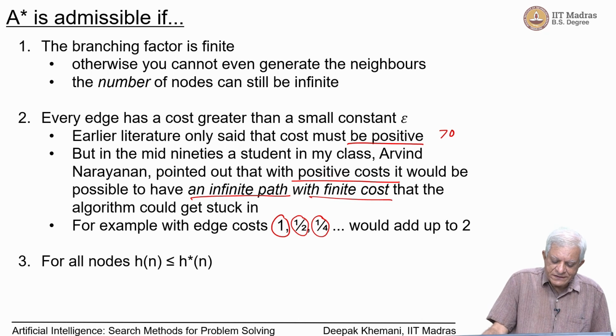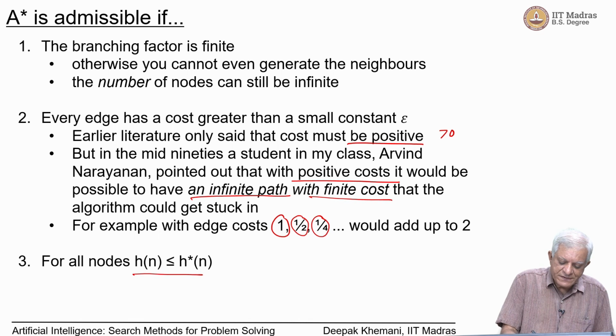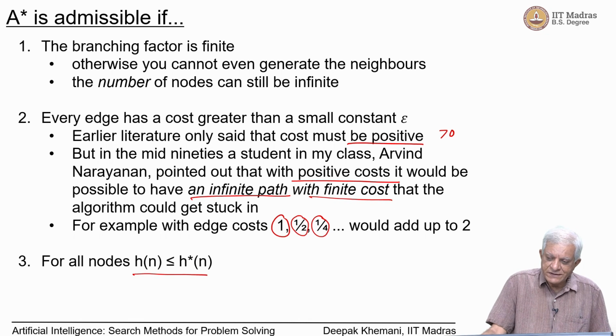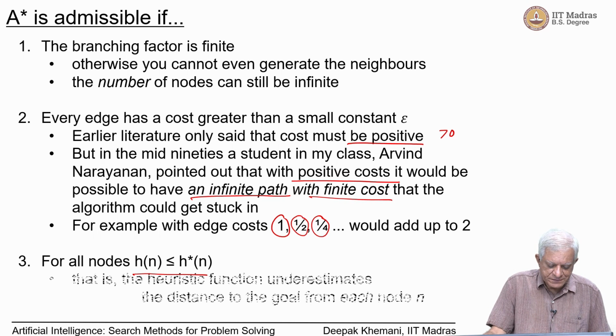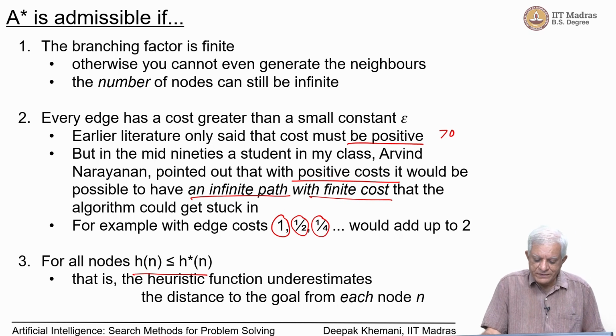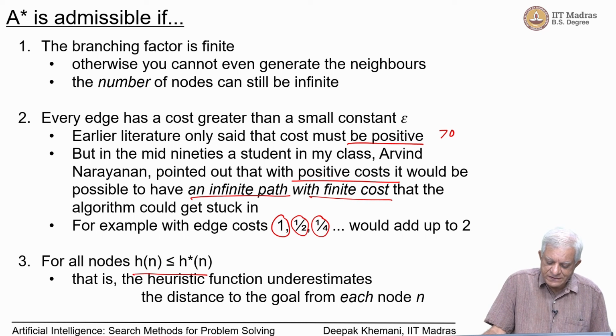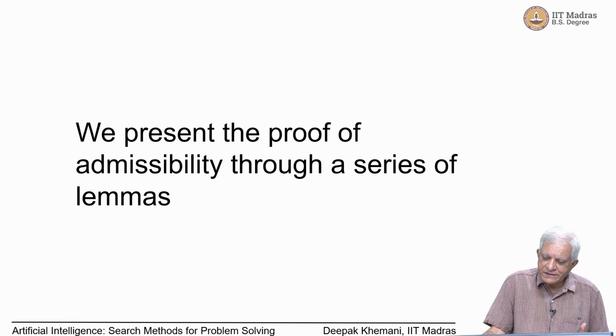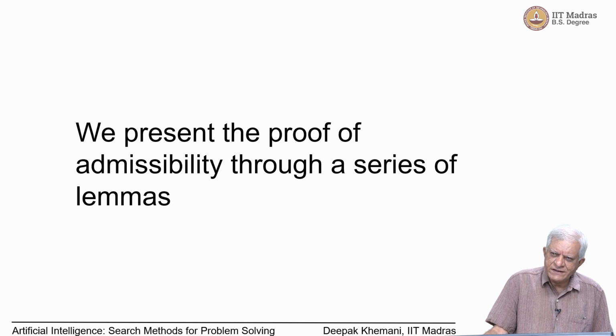The third condition, as we have just got an idea from the example, is that the heuristic function must underestimate the distance to the goal. So, h of n should be less than or equal to h star of n always. So, under these conditions, we can now prove that A star is admissible. We present the proof through a series of small lemmas.